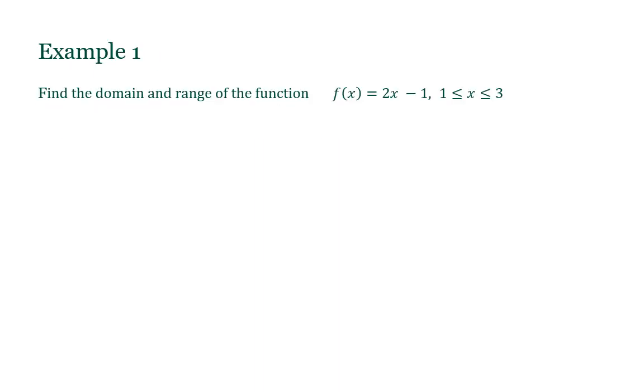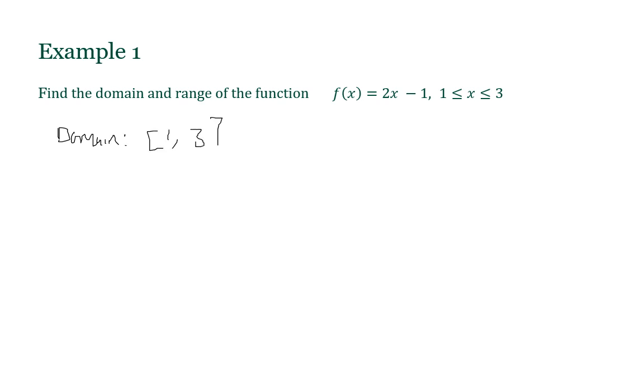Our first example for domain and range is this: to find the domain and range of this function. If you look at this function, we are given the domain, that our values of x should be from 1 to 3, and 1 and 3 included. So you have to just make sure that we can substitute all these values. Yes, we can substitute them here. So therefore, our domain will be this, from 1 to 3.